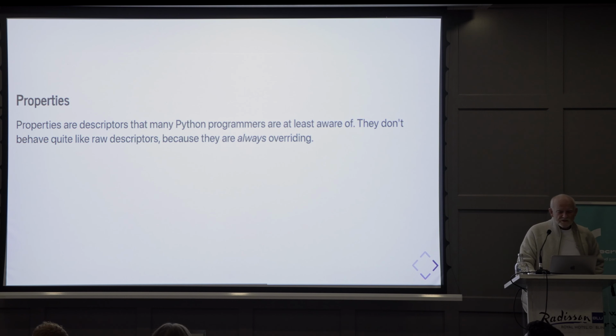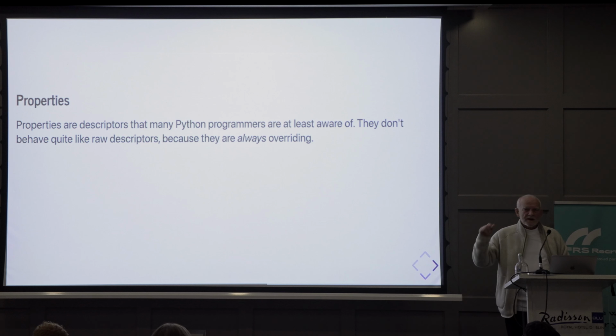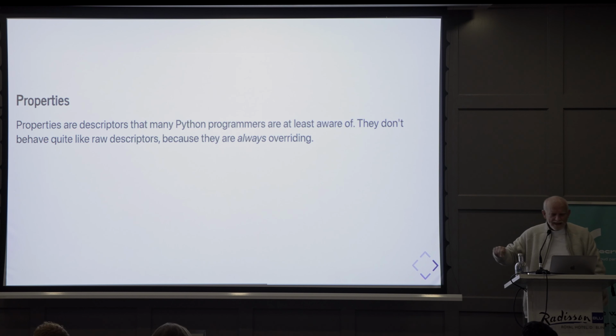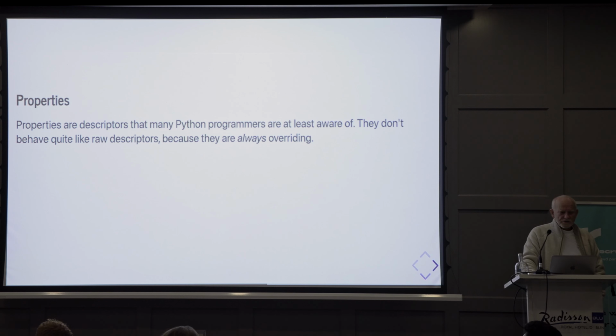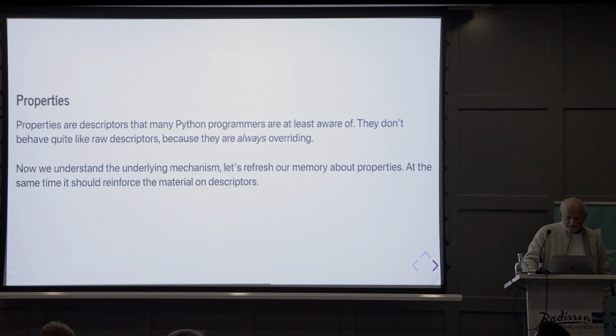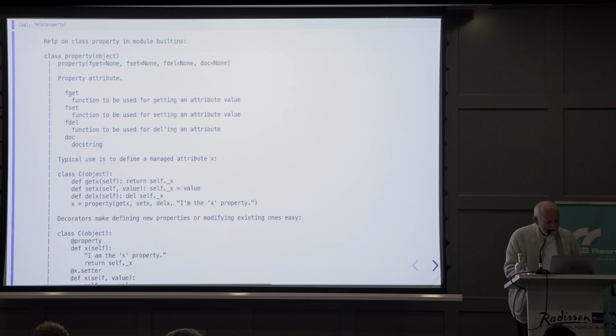So properties are descriptors. And most programmers, or at least a lot of programmers, have heard of descriptors, even though they've never heard of properties. And they're very similar to descriptors, with the exception that because the standard property defines dunder set, dunder get, and dunder delete, they're always overriding descriptors, which is sometimes something that takes people by surprise. So now we understand that underlying mechanism. Let's just have a quick look at properties and see how they work.